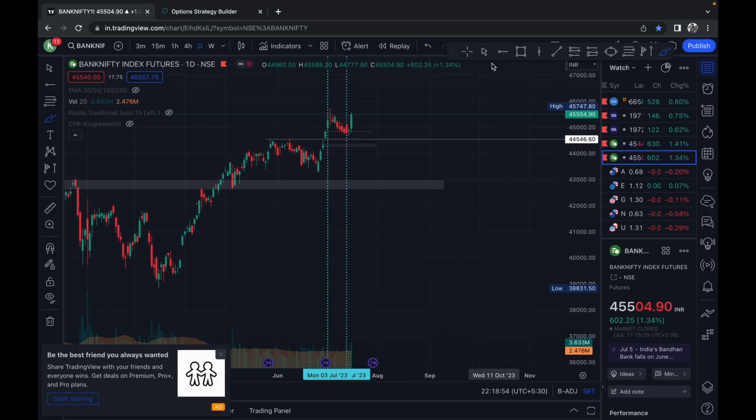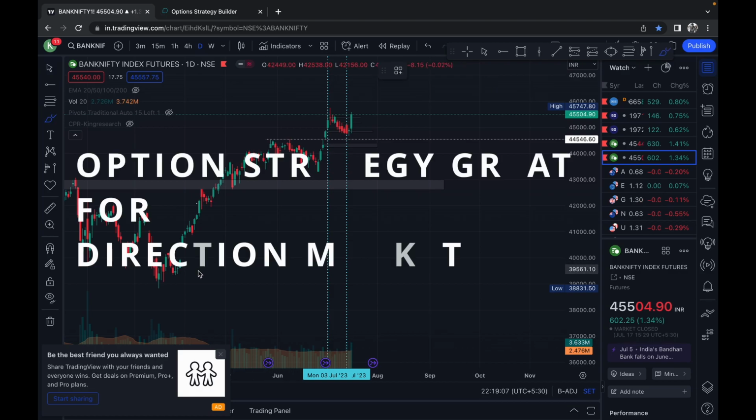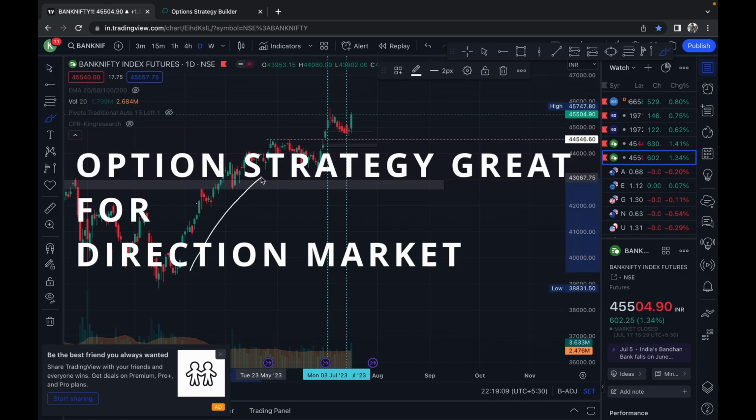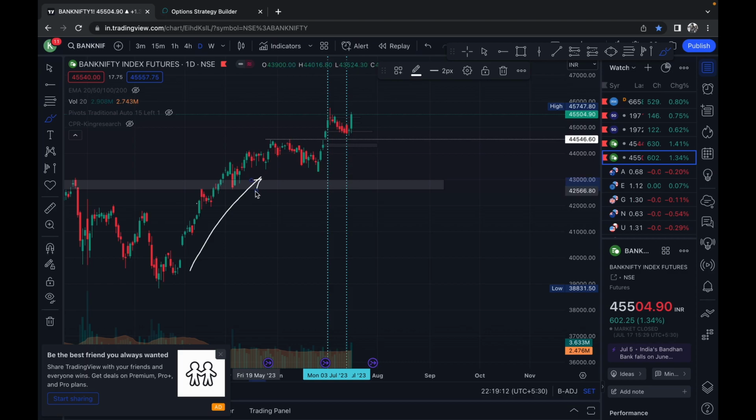Before I move forward, let me tell you that this strategy is actually very good when you apply it in a directional market, like this portion of the market. If you apply this strategy, it will give you very good returns. But in a very consolidated market, it may not give you very high returns. To apply this strategy, you need very good knowledge of how to read charts, because you need to know which direction the market is actually going to move.